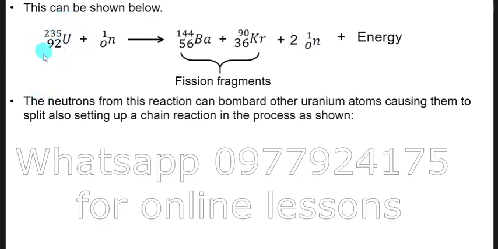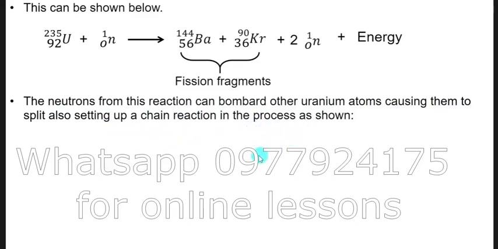So when one uranium here is bombarded by a neutron and it splits into these simpler nuclei, producing also 2 neutrons and energy, these can still bombard other remaining uranium nuclei in the sample, splitting them also. So the neutrons from this reaction can bombard other uranium atoms, causing them to split also, setting up a chain reaction in the process, as shown.